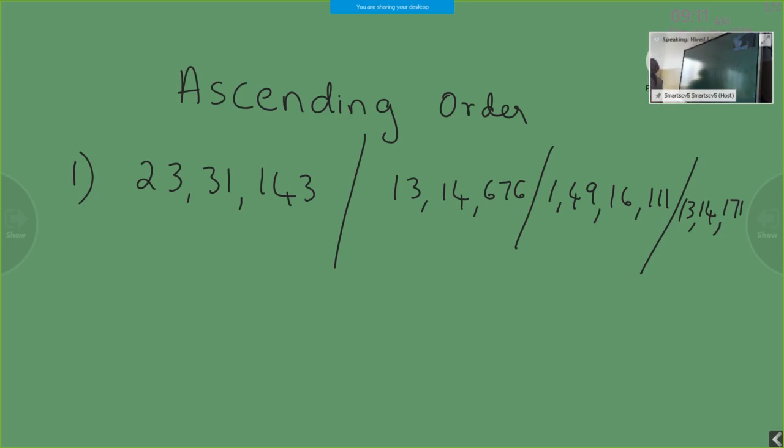Okay, can you see this? Can you read these numbers? There are 4 numbers I have written here separated by slash. First one is 23,31,143. Second number is 13,14,676. Next one is 1,49,16,111. And the last number is 13,14,171. So in this case, how will you arrange these 4 numbers in ascending order?